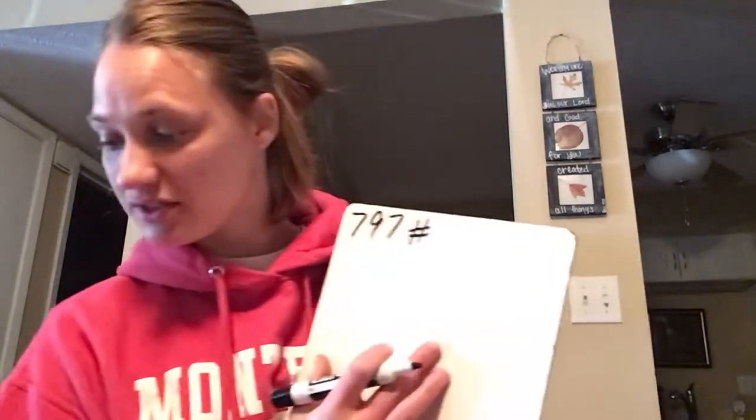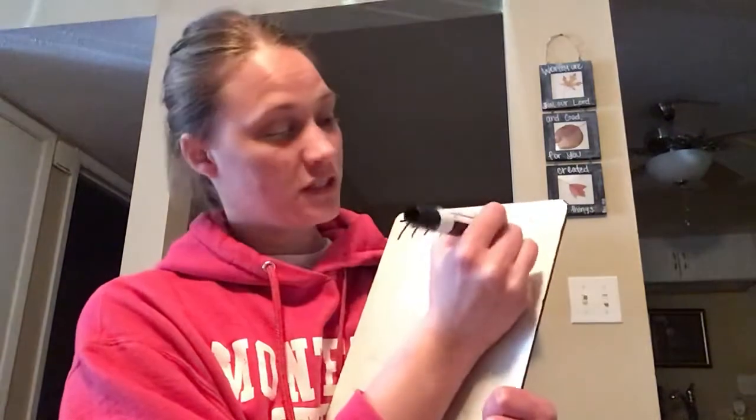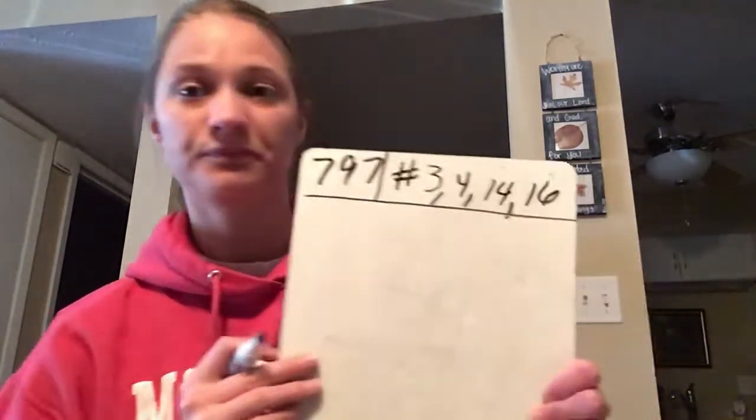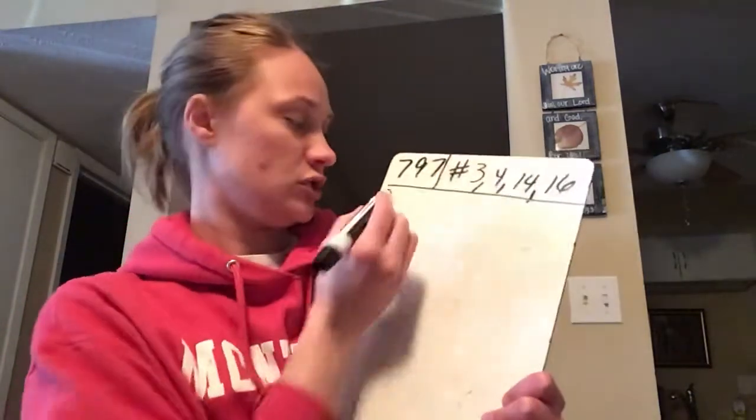Got one more lesson we're gonna review, I think is all. 797. I was gonna do several of these. That's fine. 797. I was gonna do a few of these just so we can review these. I haven't reviewed it all. 3, 4, 14, and 16 is what I was gonna do. I'm gonna do these 4 problems. Might be good for y'all.